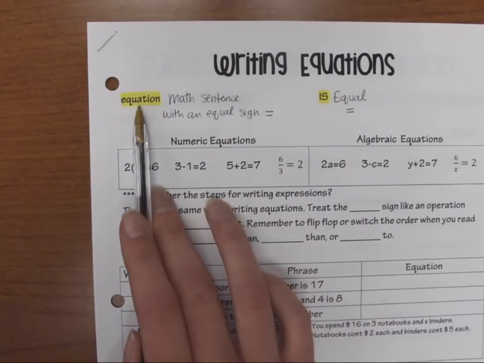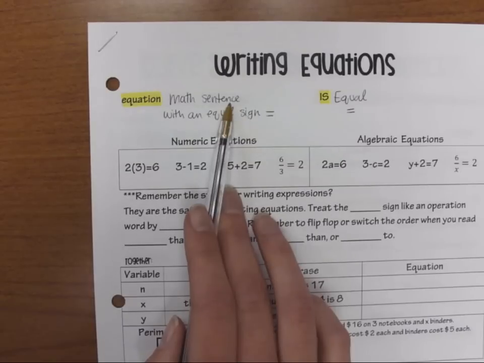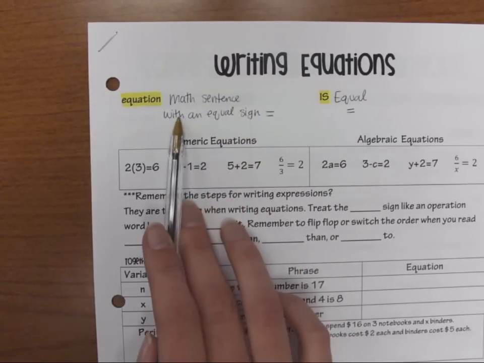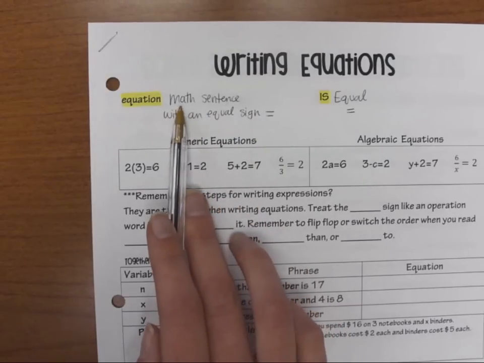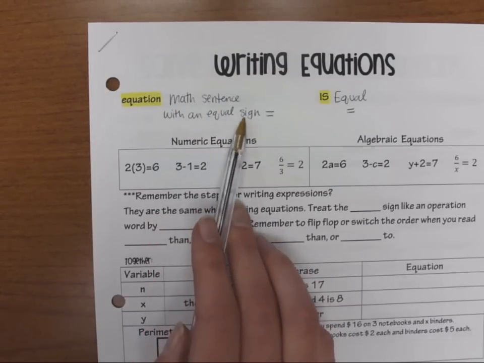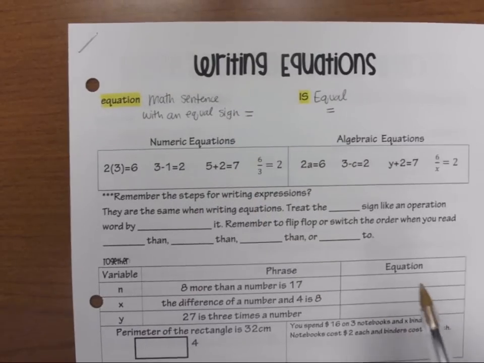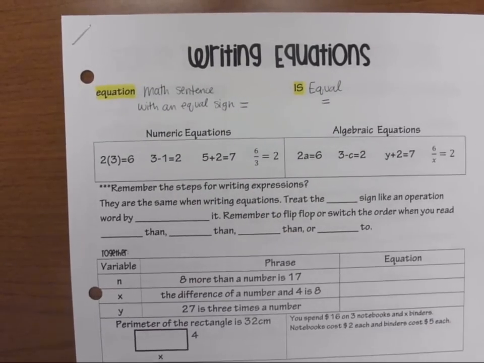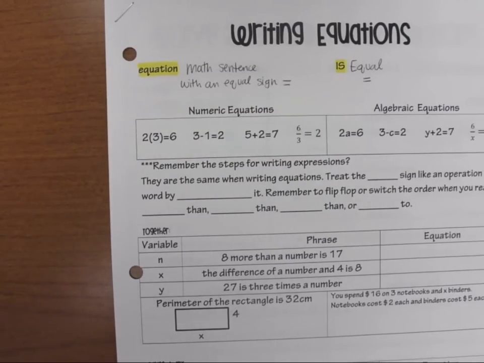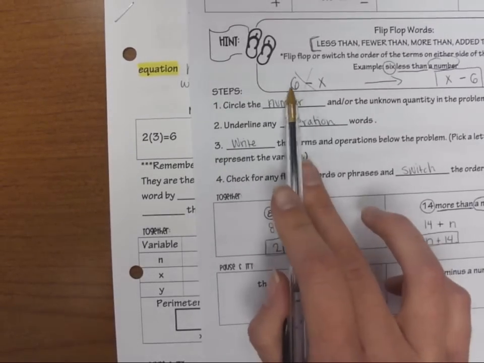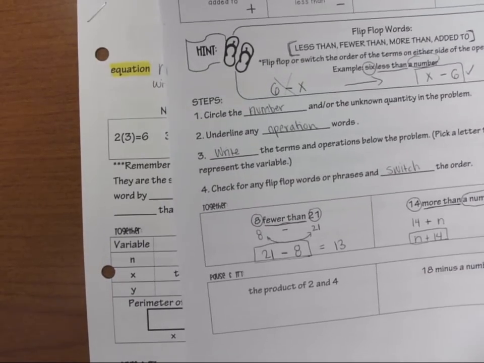So an equation, we talked about this a little bit in class. It's a math sentence just like our expressions, but this time it does have an equal sign. So right here for your definition, write math sentence with an equal sign. If you want to draw a little equal sign to remind you, you can do that. Okay, so an expression, remember, is something kind of like this. 6 minus x, x minus 6, those are expressions.